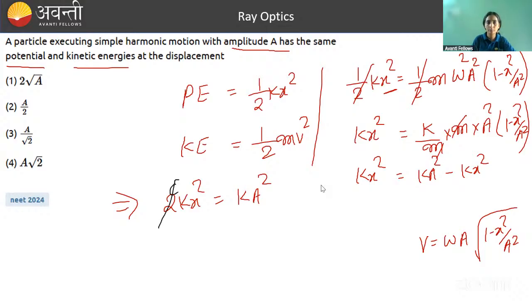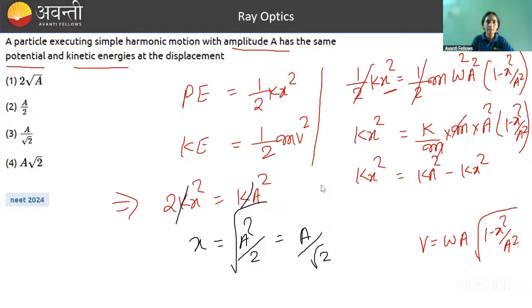Sorry, not this. I mean, not this one will get cancelled. You can cancel now what? K and K will get cancelled. X equal to a square by 2 ka root under. So you will get a by root 2. So correct answer will be what? It will be C. So this question is all about formula. If you remember it, you can simply do it.